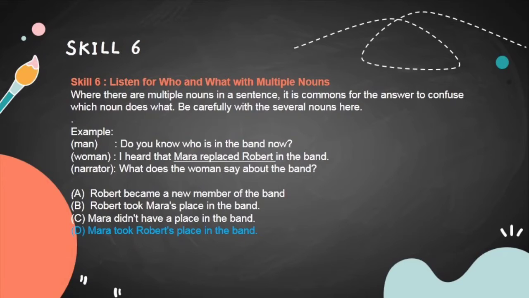Skill 6. Listen for who and what with multiple nouns. There are multiple nouns in a sentence. It is common for the answer to confuse which noun does what. Be careful with the several nouns here. And for the example, I heard that Mara replaced Robert in the band. And the nouns are Mara and Robert. But it means Mara took Robert's place in the band.